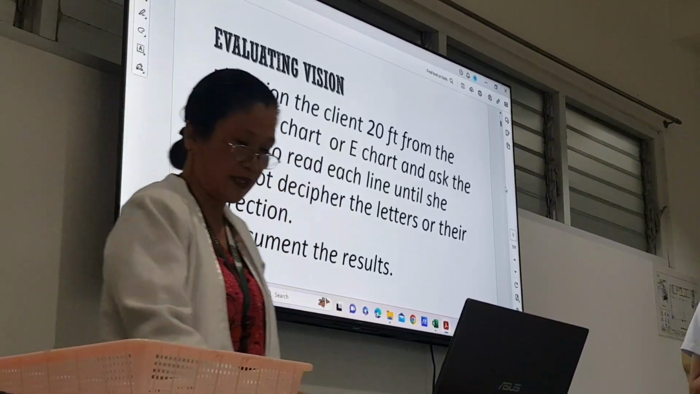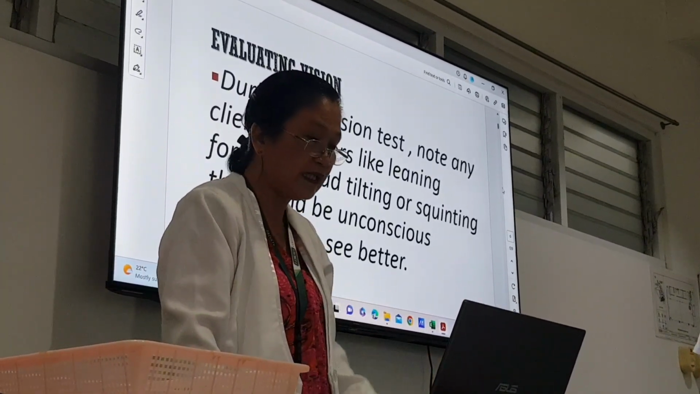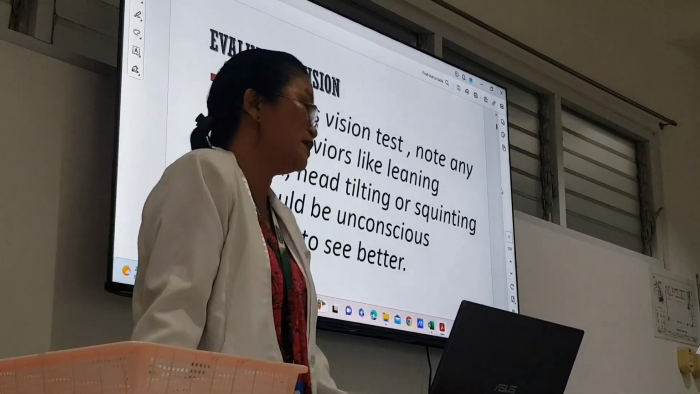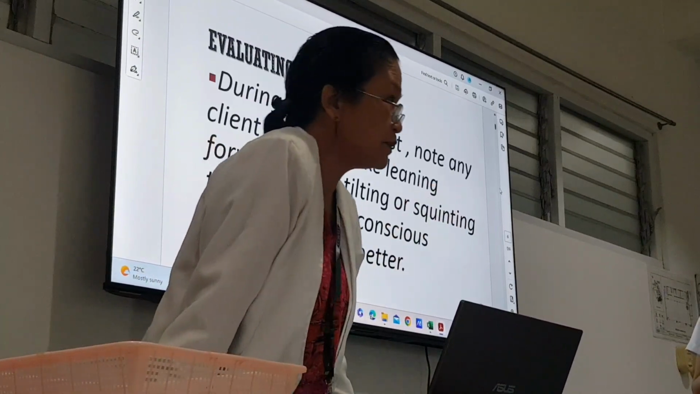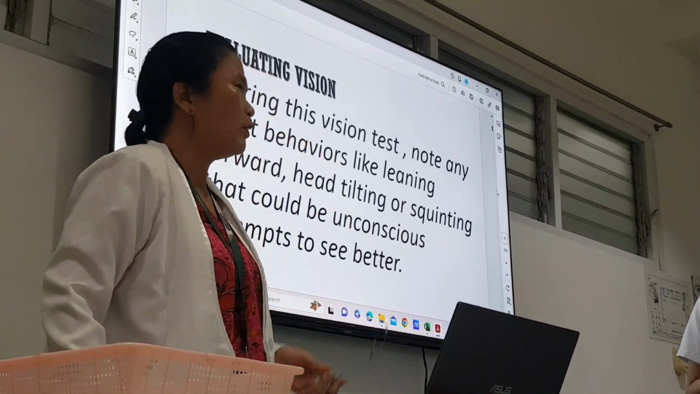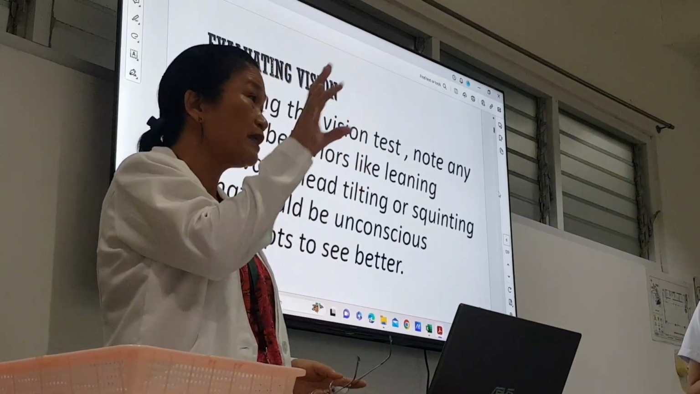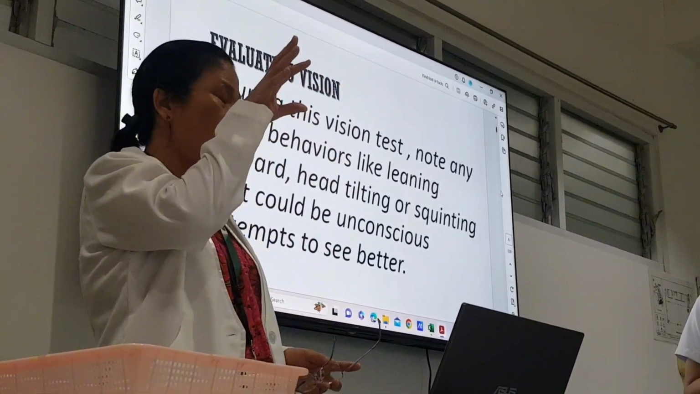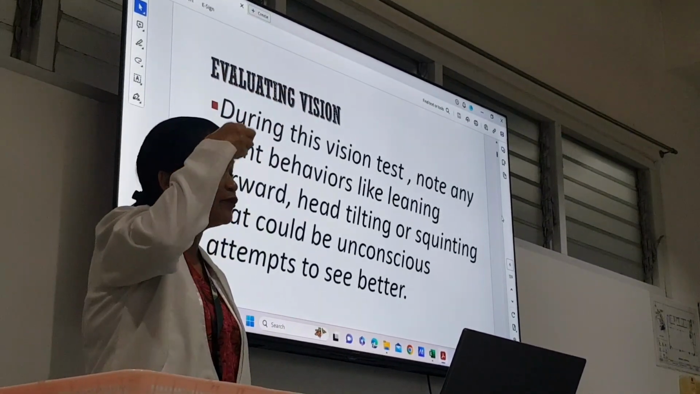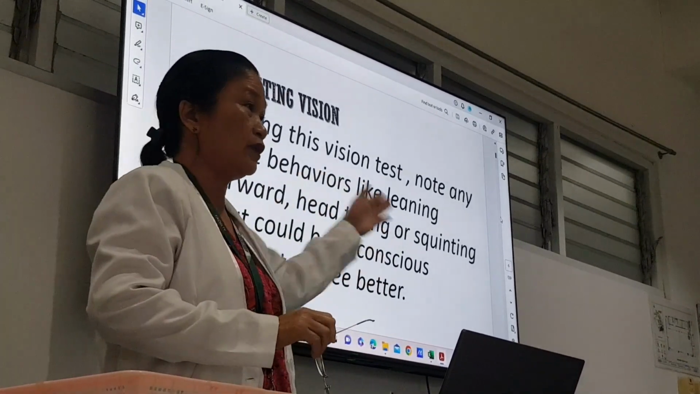cannot decipher. Okay. So during this vision test, note any client behaviors like leaning forward, head tilting, or squinting that could be unconscious attempts to see better. So while I was observing Mr. Gabriel, still mayroon siyang squinting means yung gano'n yung mata niya to see that letters. It means meron siyang behavior na hindi niya unconscious sa kanyang sarili. So, hindi pa rin normal ang kanyang paningin sa 2020.